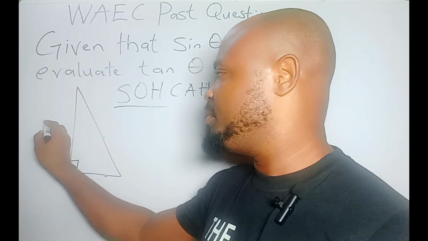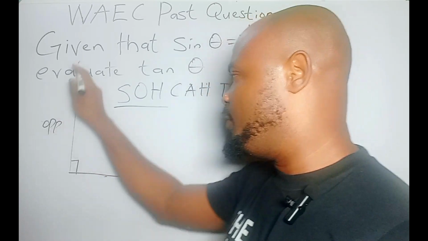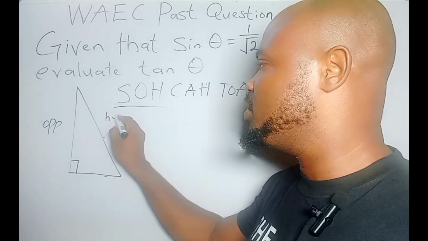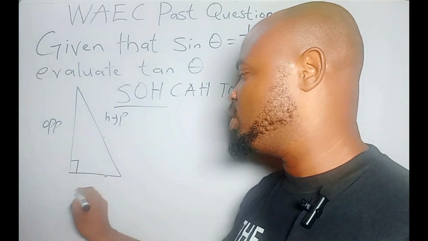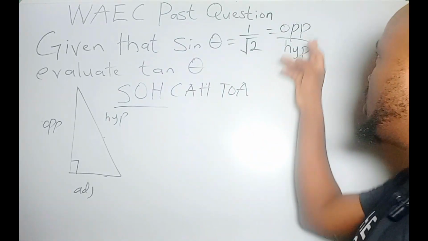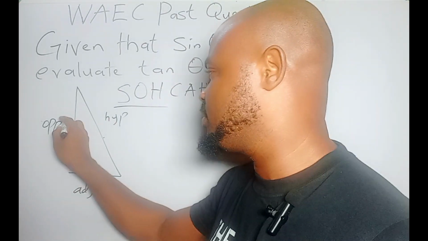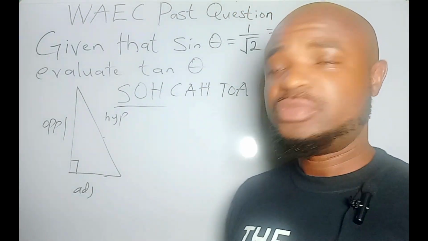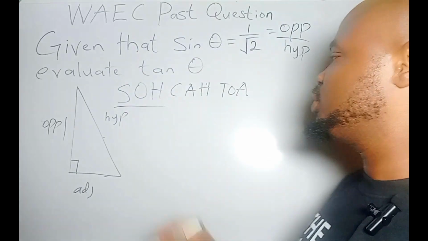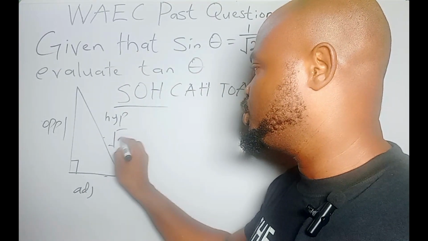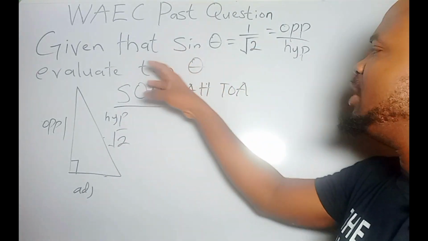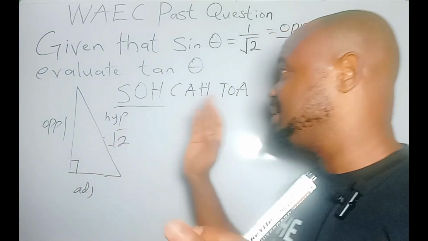Let me take this to be my opposite side, and obviously this slant side will be my hypotenuse, and this other side will be my adjacent. Opposite is 1, so I'm going to put 1 here. Are you following? Good. Then my hypotenuse is root 2.